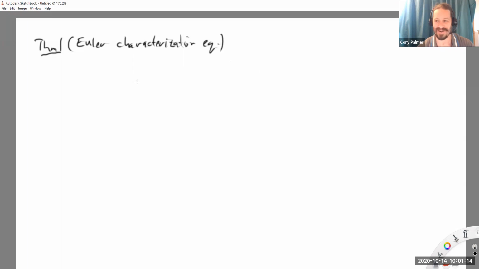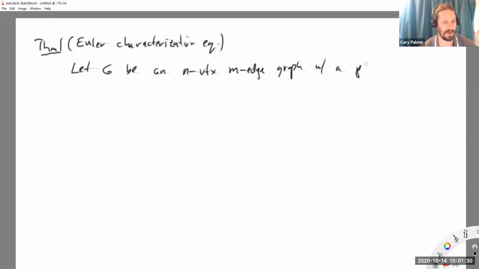Anyway, so the Euler characteristic equation says the following. Let G be an n vertex, m edge graph with a planar embedding. So just suppose G is drawn in the plane without crossing edges. Maybe I should say that it's a planar graph, right? Only planar graphs have planar embeddings, okay?